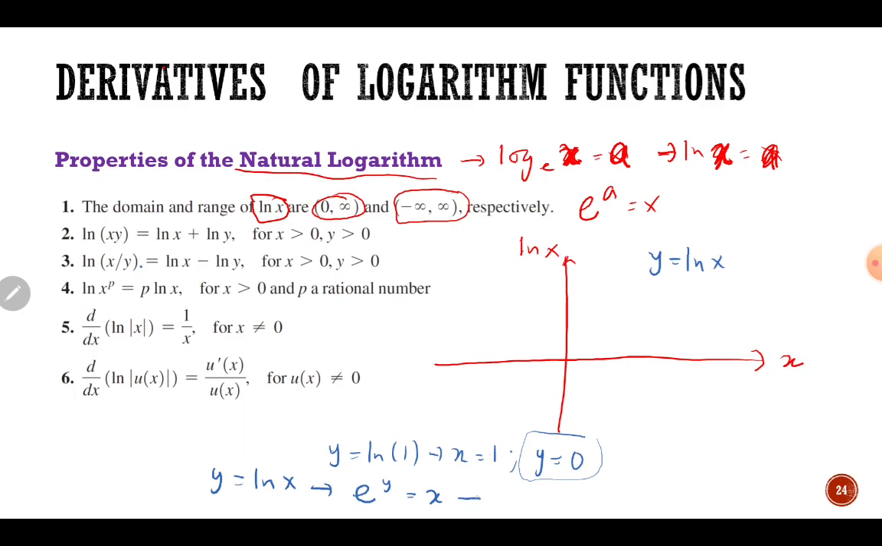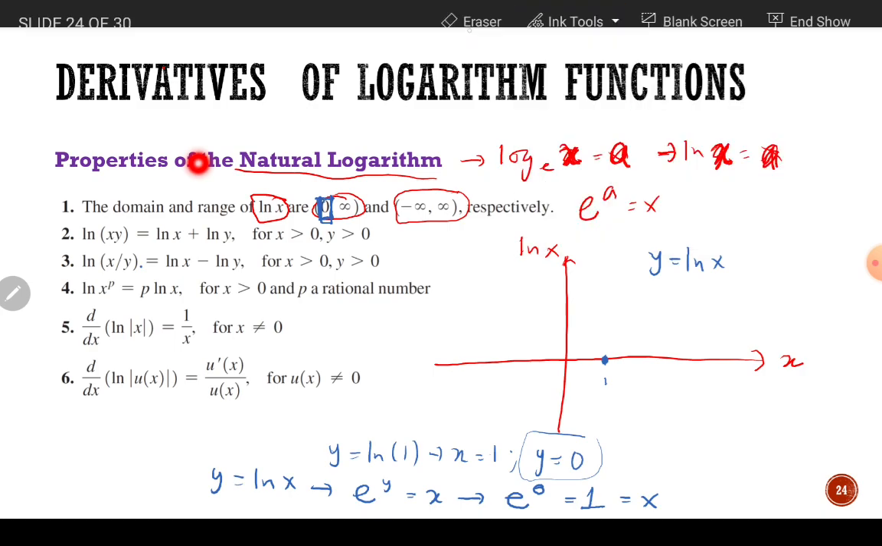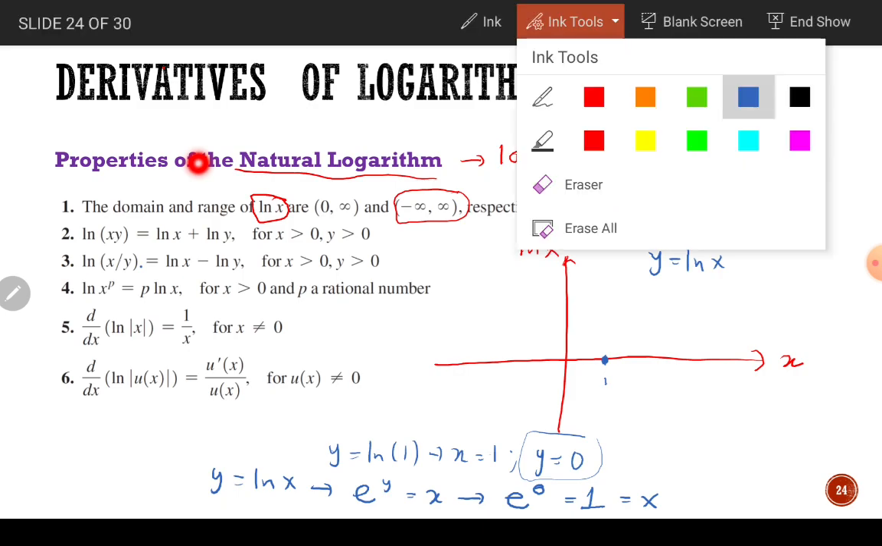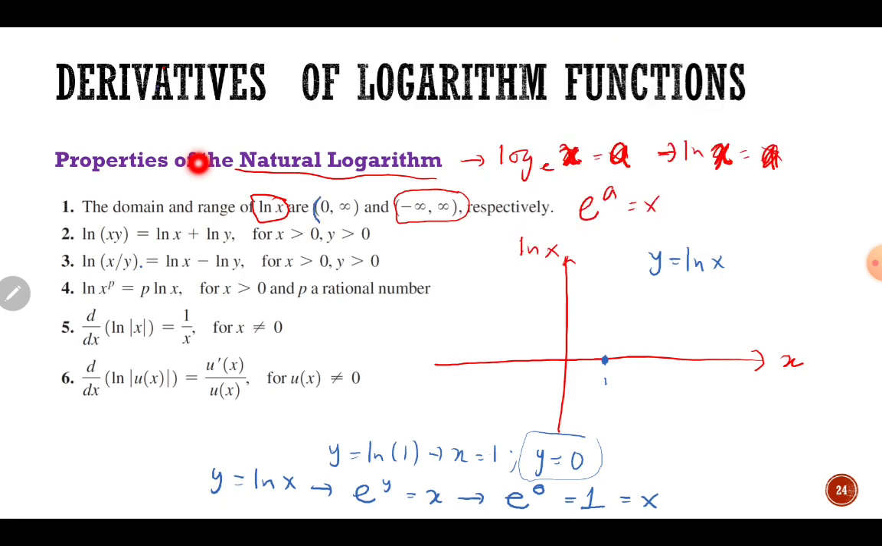Kenapa jadi macam ni? Cuba you tengok. E power of y kita adalah kosong sama dengan apa? E kuasa kosong, any number power of 0 is always equals to 1, which is equals to x. Nampak? So kat sini maknanya when x is equals to 1, y sama dengan kosong. Ni adalah satu value yang kita ada. And then for your information, kat sini dia cakap the domain for x dia start dengan kosong, tapi dia tak include kosong tu. Exclusive of 0 because it's open bracket.